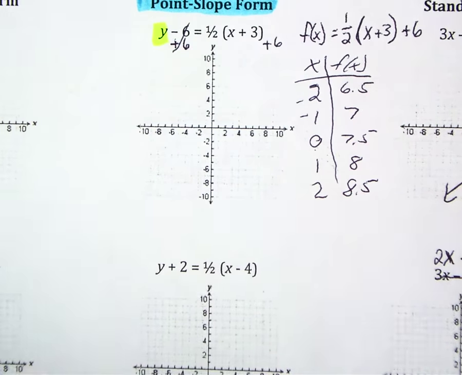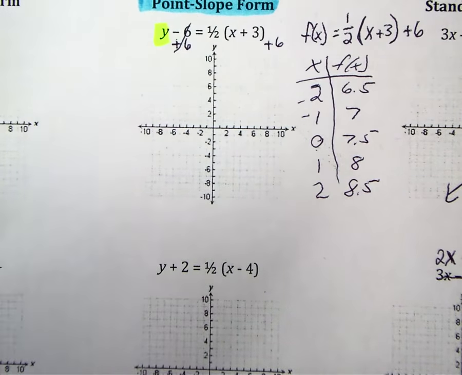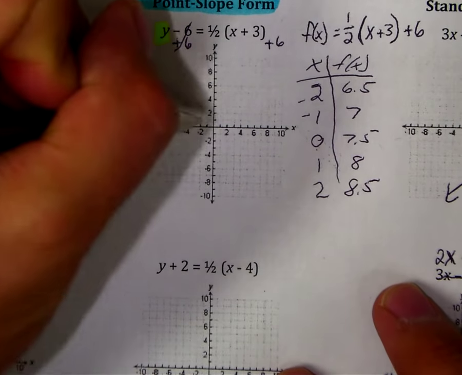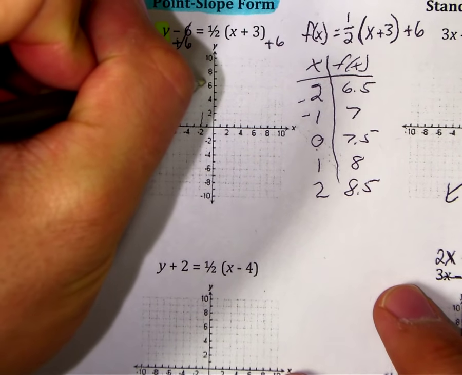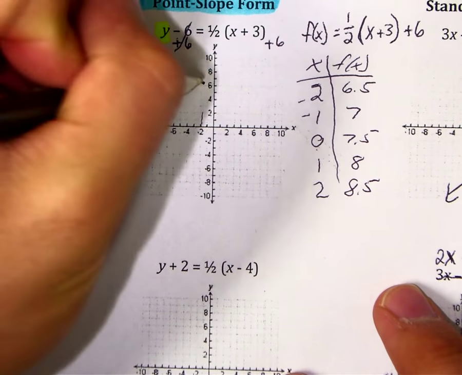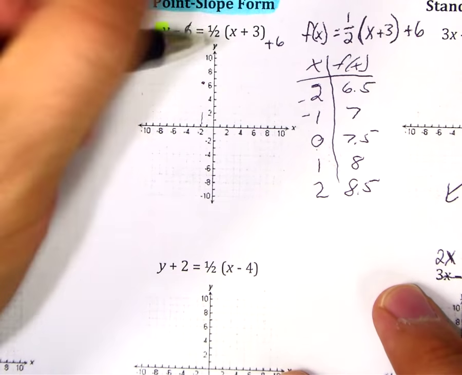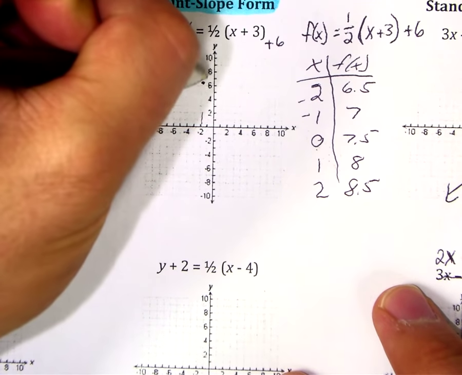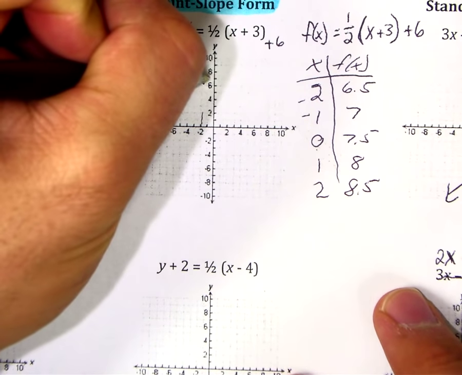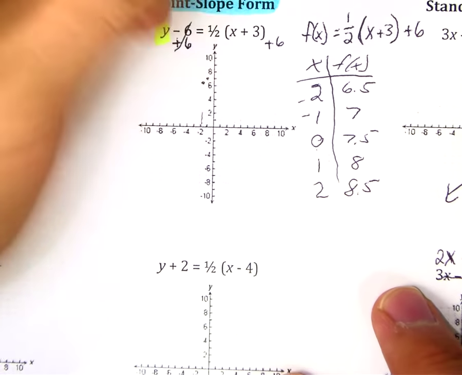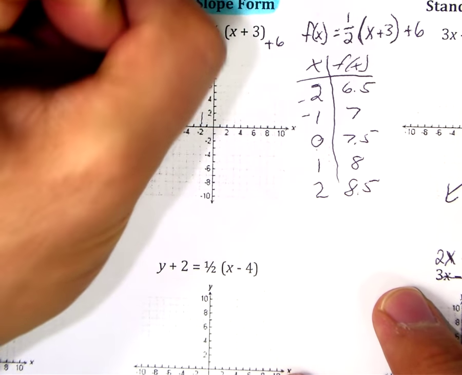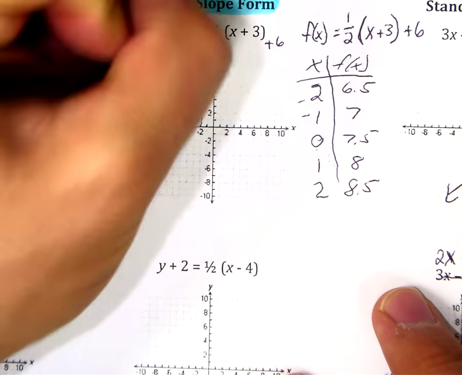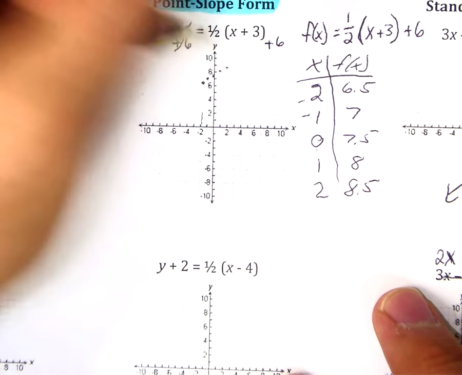And now all I've got to do is plot these over on the left. So -2, 6.5 is going to be right between 6 and 7. And then I'm going to go -1 and 7, so I can go the rest of the way up to 7. And then 0, 7.5 right there. And then 1, 8 right here. And then 2, 8.5 right there.